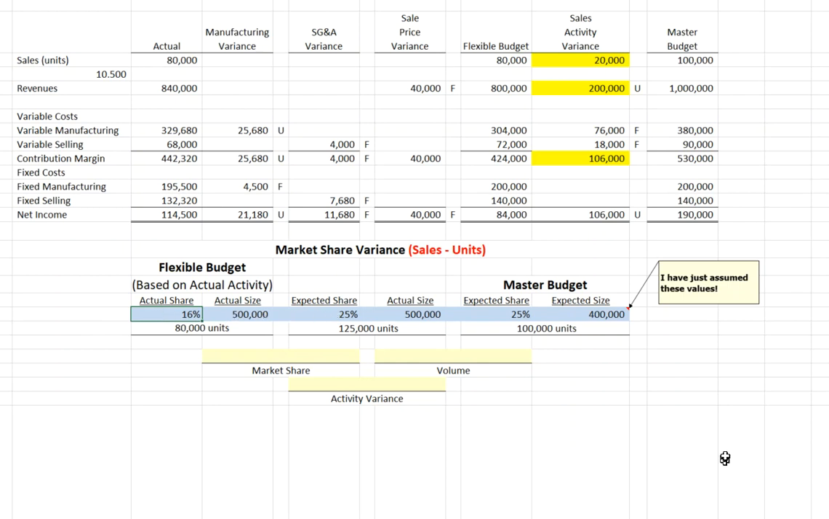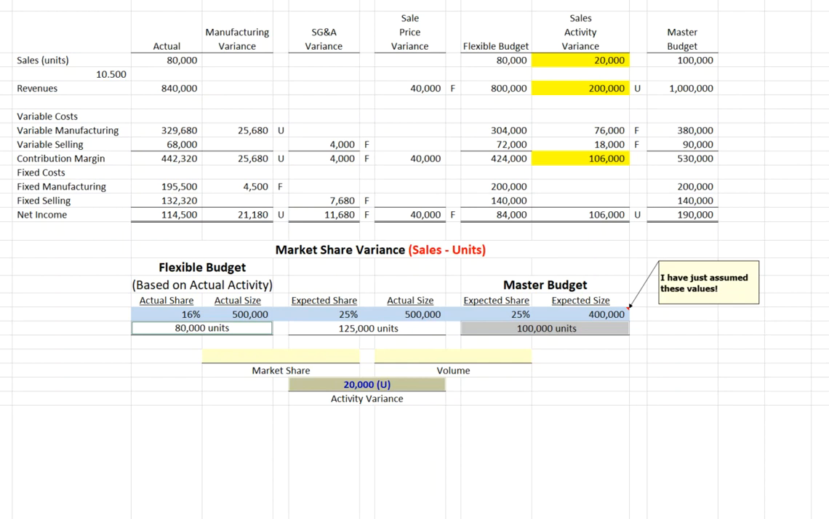In the center column, we will calculate the number of units we would have expected to sell if the industry volume was indeed the 500,000 it actually was, and we had maintained our expected 25% market share. That would have been 125,000 units. So overall, our total sales activity variance in terms of units was 20,000 units, and it was unfavorable. Again, that's because originally we had budgeted 100,000 units. We only sold 80,000 units.